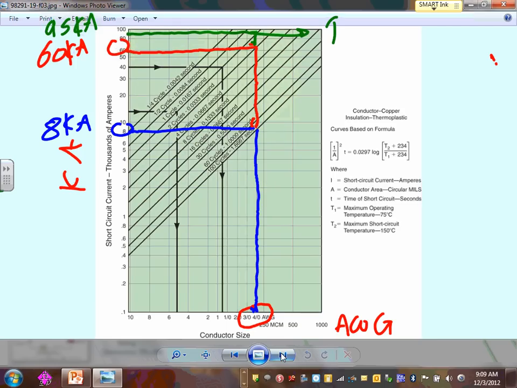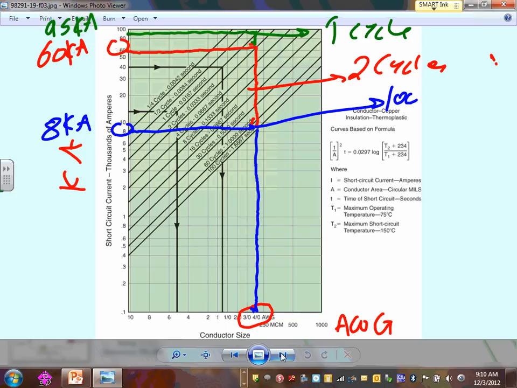So gentlemen, this one is one cycle, this one was two cycles, and this one was an eternity, 100 cycles. If you don't know how to measure time in cycles, very easy. Just divide that number by 60. That will give you the seconds.